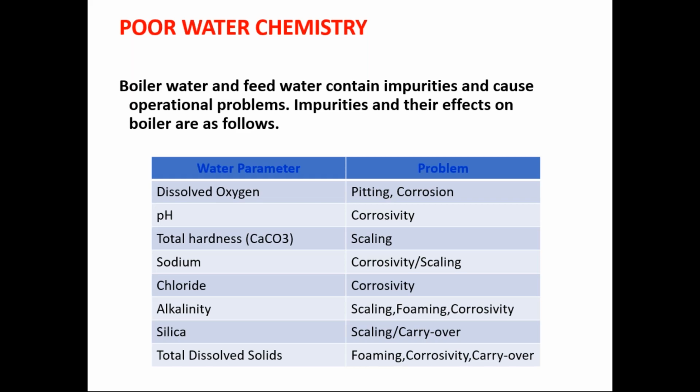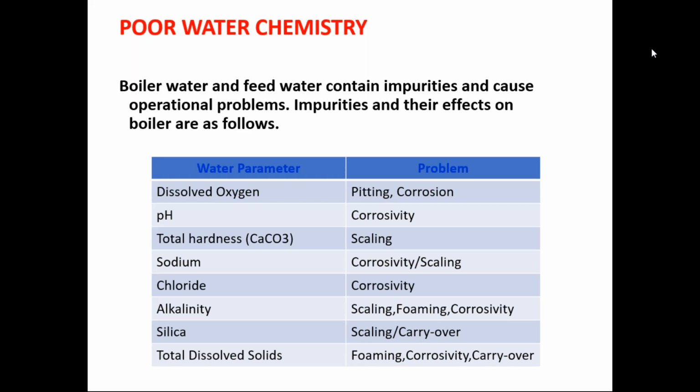Boiler water and feed water contain impurities and cause operational problems. Impurities and their effects on the boiler are as follows. There are different boiler water parameters, and before feeding the water you must check all of them: dissolved oxygen, that is DO, pH, total hardness, sodium, chloride, alkalinity, silica, and total dissolved solids, generally called TDS, or TSS and TS.